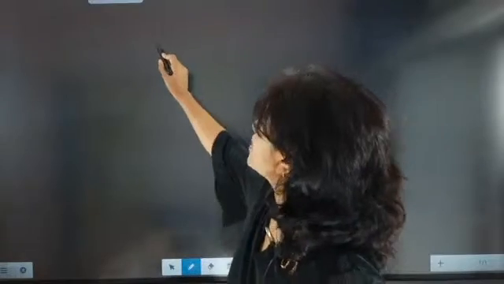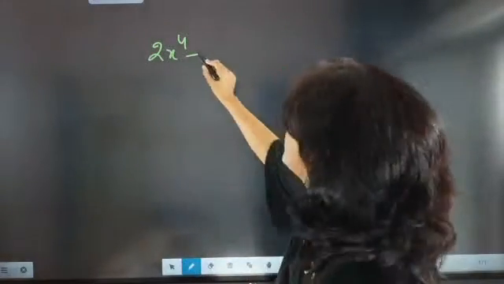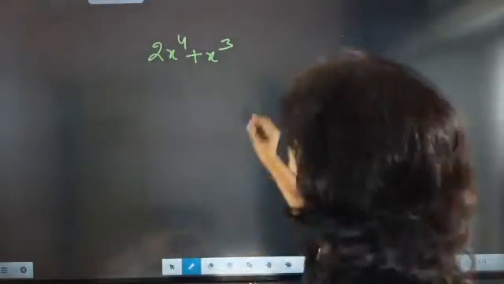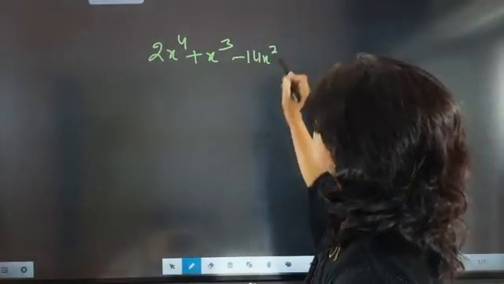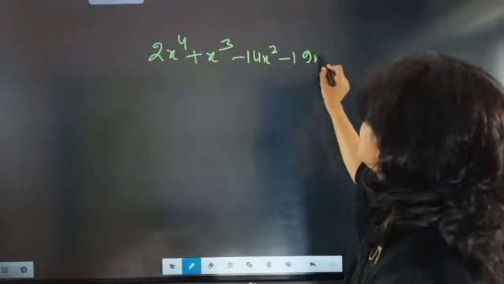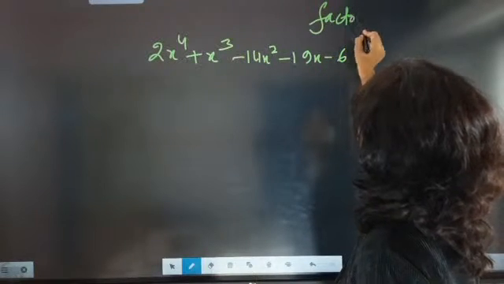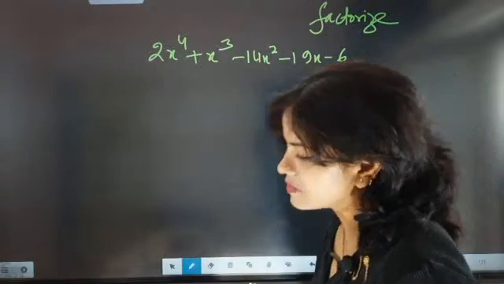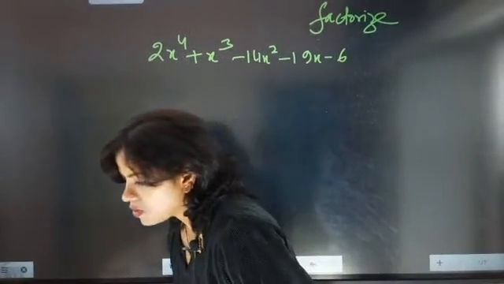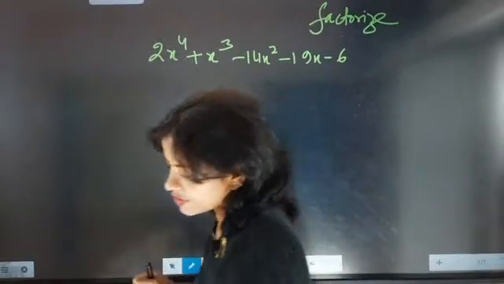Now one simple question I am giving you. Factorize 2x^4 + x^3 - 14x^2 - 19x - 6. Factorize. Time up. I'm going to start.